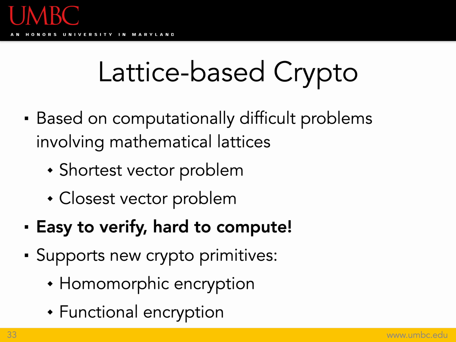Lattice-based crypto systems are based on computationally difficult problems involving mathematical lattices. So one example of a problem would be the shortest vector problem. Another would be the closest vector problem. And these are both, I think, reasonably good examples, kind of similar to the setup that I gave you just a moment ago with the elliptic curve, where we have some easy to verify, easy to compute stuff, and then an incredibly hard to reverse piece, right? So it's very hard to reverse a problem for which the closest vector that can be easily verified is available.